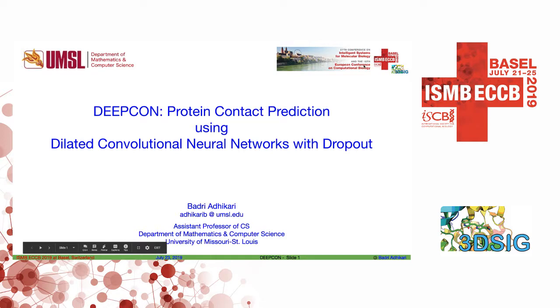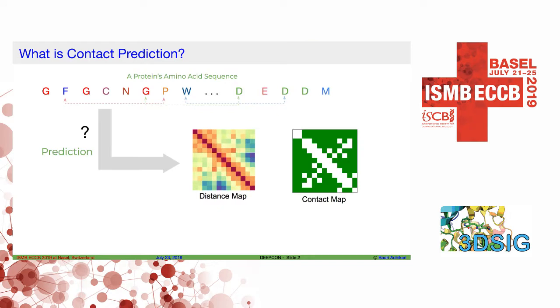Hello, everyone. So I'm going to talk about DEEPCON, a method for protein contact prediction. For those of you who do not clearly know what the protein contact prediction problem is: given a sequence of amino acids, that is a protein sequence, we would like to predict how close each pair of amino acids is to each other. Ideally, this would be a distance map, but if you set a threshold on this distance map, and all the distances below the threshold are 1 and everything above is 0, then you get a contact map. So the problem is, given this amino acid sequence, we would like to predict the contact map.